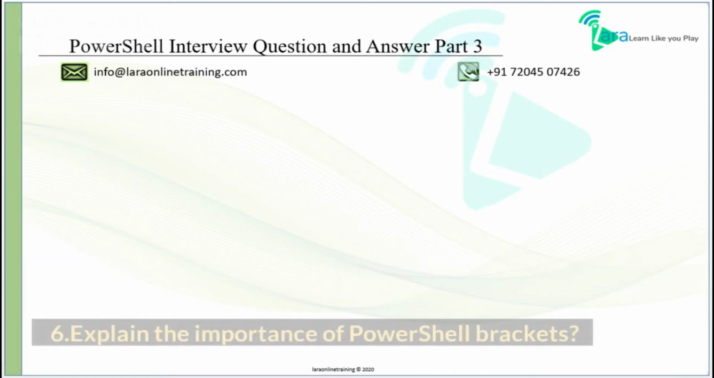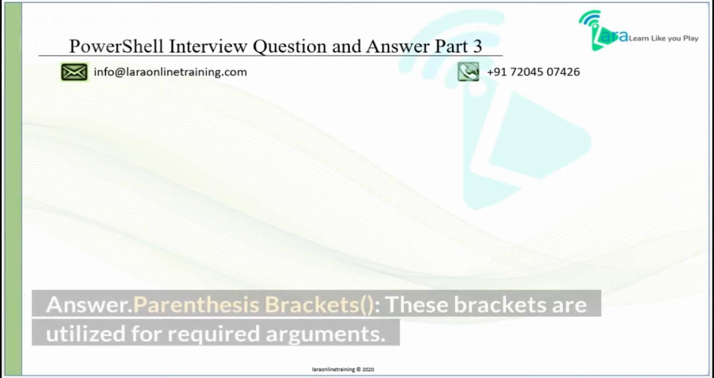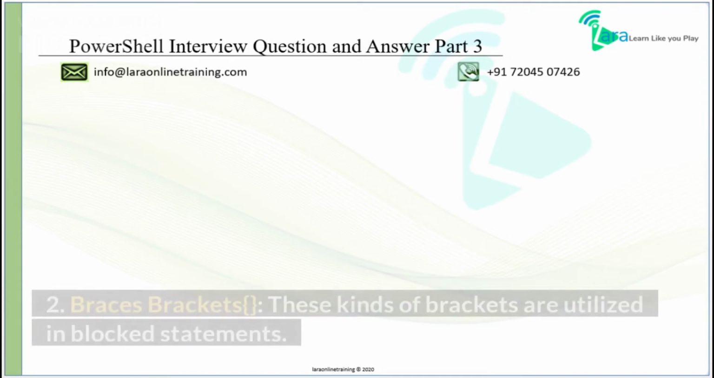6. Explain the importance of PowerShell brackets. Answer. Parenthesis brackets are utilized for required arguments. 1. Square brackets. These sorts of brackets are used to specify the optional items. 2. Braces. These kinds of brackets are utilized in blocked statements.